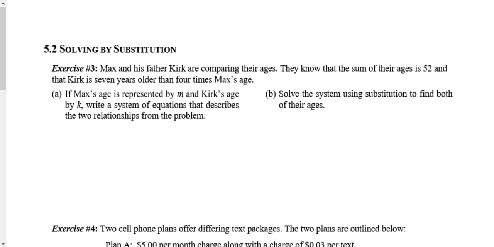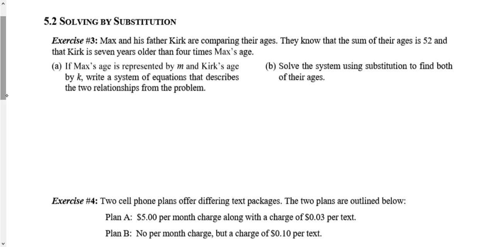Let's go on to exercise 3. Hey, I got a guy named Kirk again for some reason. It's always Kirk. So we're going to have to write a couple of equations for this one, right? You remember the ones we did with the ages and stuff? Okay. So Max's father, Kirk, they know that the sum of their ages is 52. Does that give us an equation? And Kirk is 7 years older than 4 times Max's age.